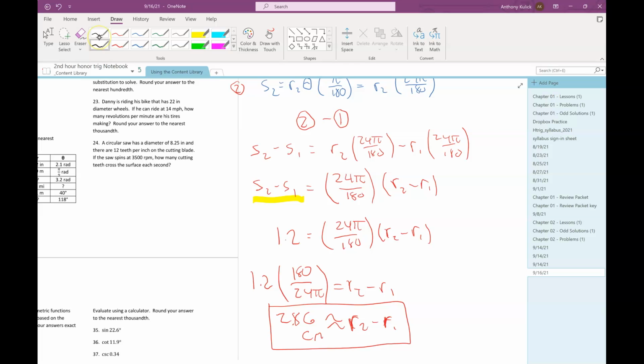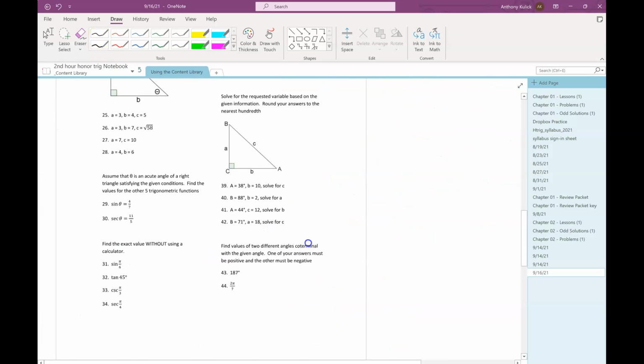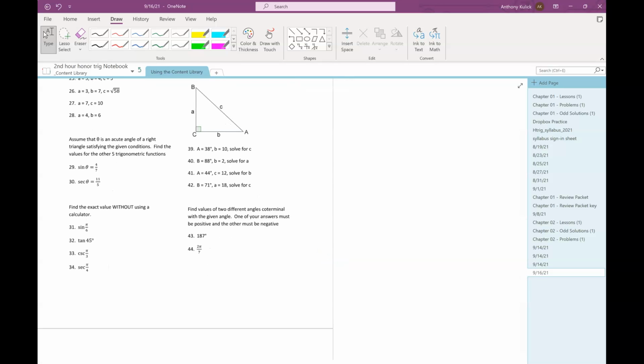Josie? Can you just do number 31? 31, certainly. So here it says find the exact value for this thing without using your calculator. Whenever we're asked to find the exact value of an angle without a calculator, we're really limited to two situations. We're going to be working in either 30, 60, 90 or 45, 45, 90 triangles, right?